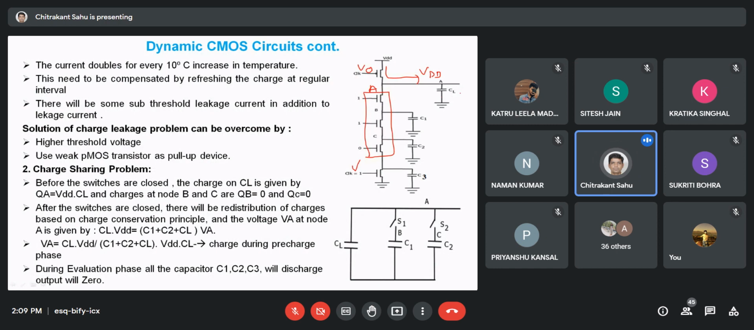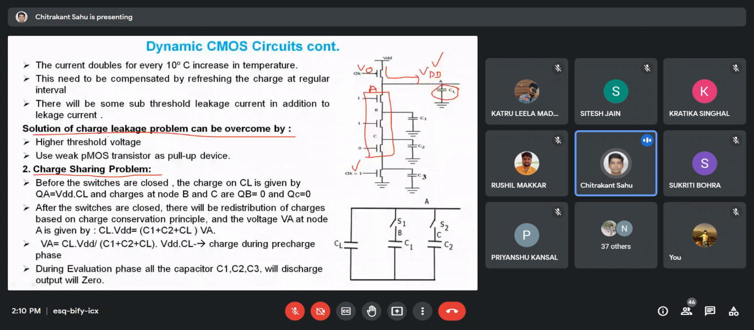So initially the output will be, this capacitor will charge to a value equal to VDD, then the output will remain at VDD. Okay. So what is the disadvantage here? We are talking about the charge sharing problem. First, we already discussed the leakage problem. What is the leakage problem? That is a device leakage problem.